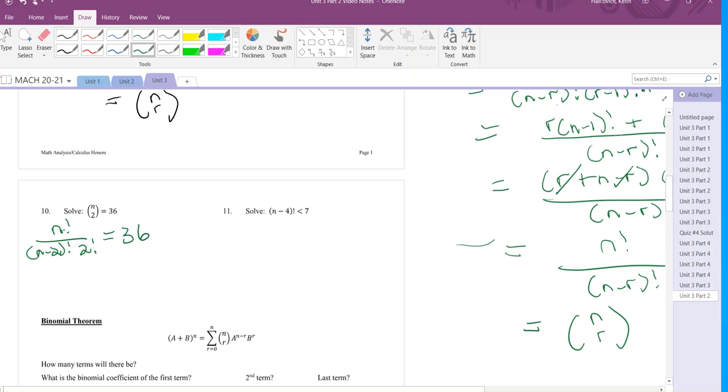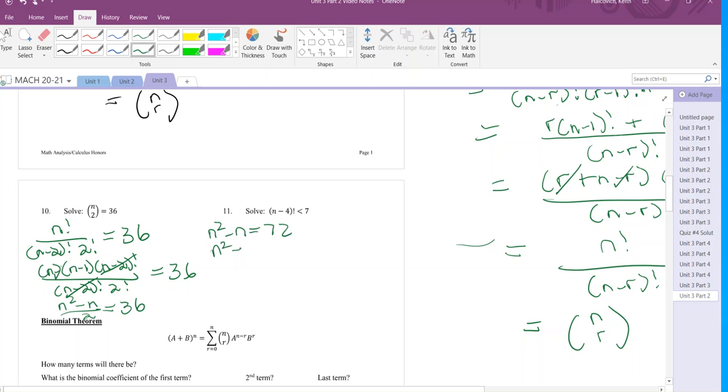Well, remember to simplify, you want to break down the bigger one. So n times n minus 1 times n minus 2 factorial over n minus 2 factorial 2 factorial. So notice the n minus 2 factorials cancel. So you get n times n minus 1, so you get n squared minus n over 2 equals 36. Then you multiply both sides by 2, so you get n squared minus n equals 72.